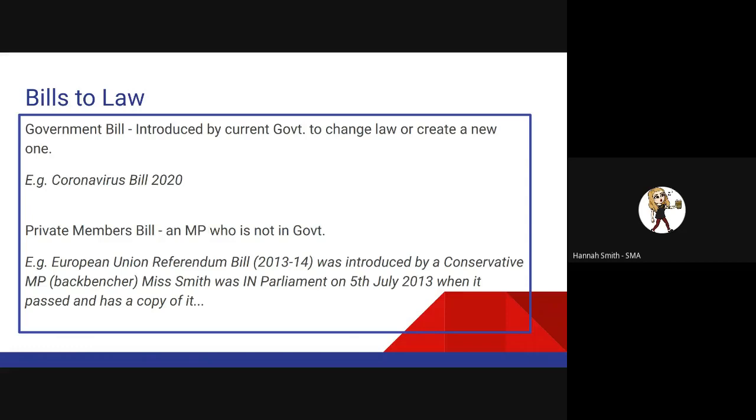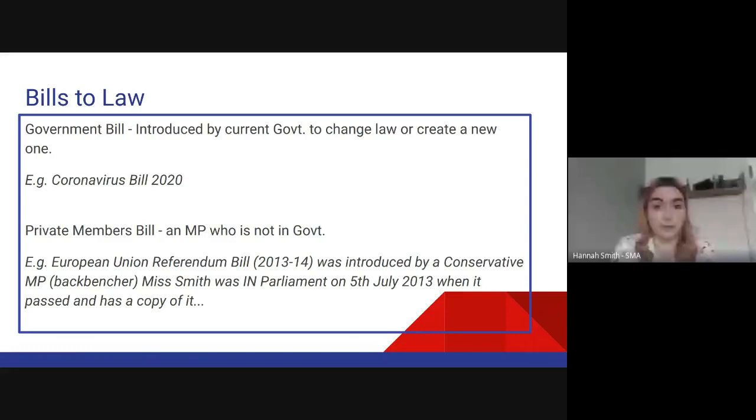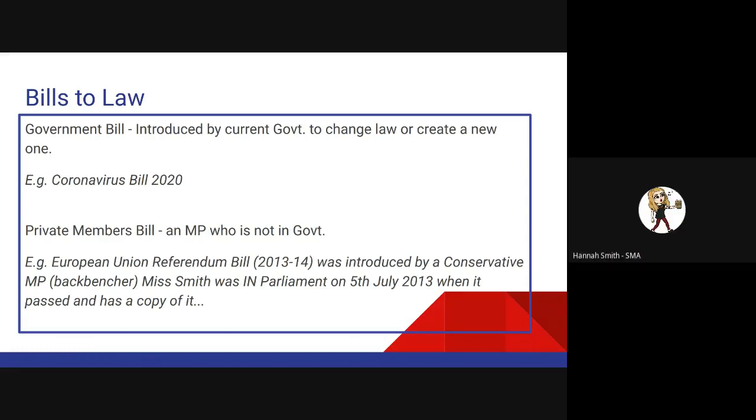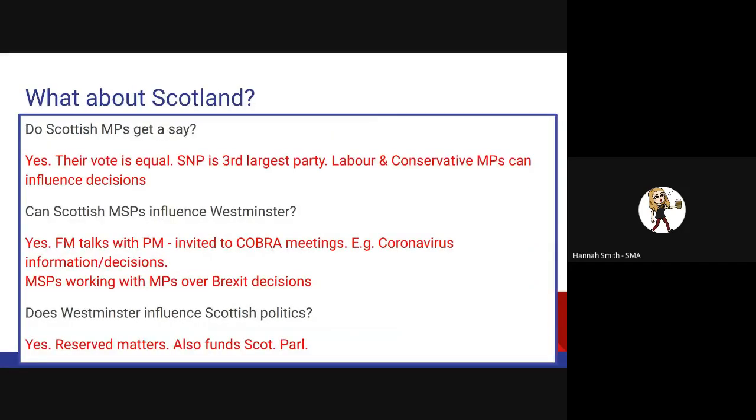And on the 5th of July 2013, when I was on a course in the Houses of Parliament for teaching modern studies, on the screens at the side, and I'll never forget it, it came up that that's when that bill passed the reading. And I have a copy of that bill somewhere in my house that I really need to find, because that's now history. So that is an example of someone who can make a change coming forward that's not in the government. What about Scotland?